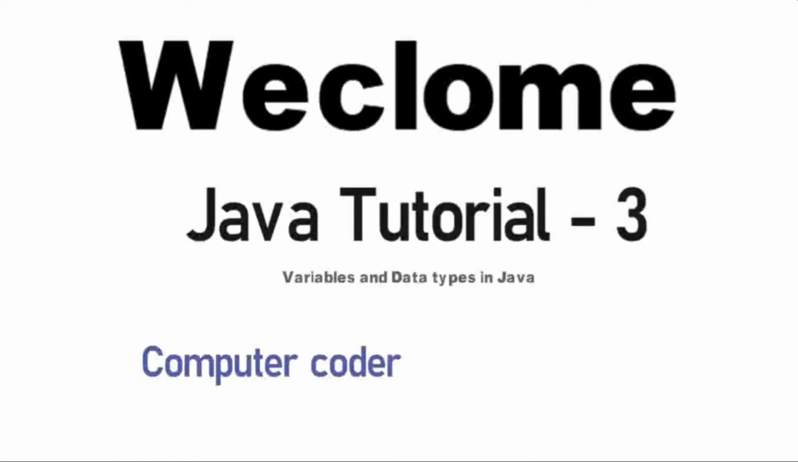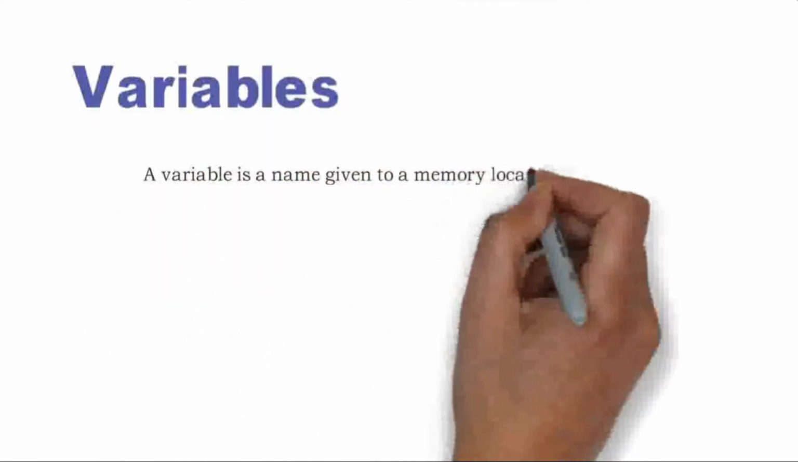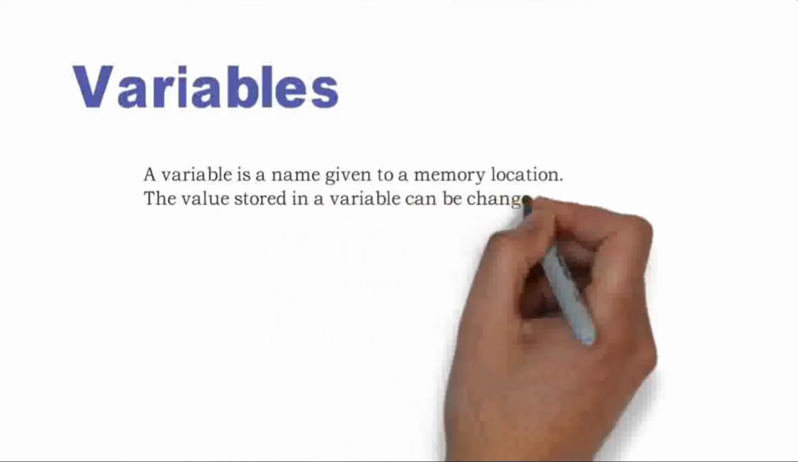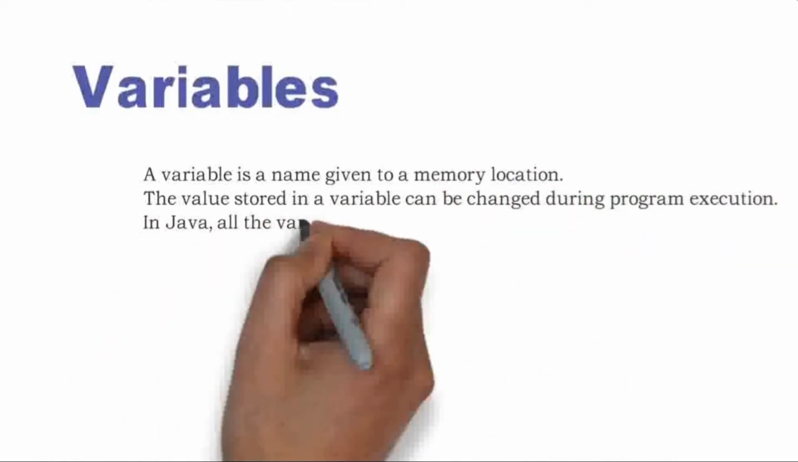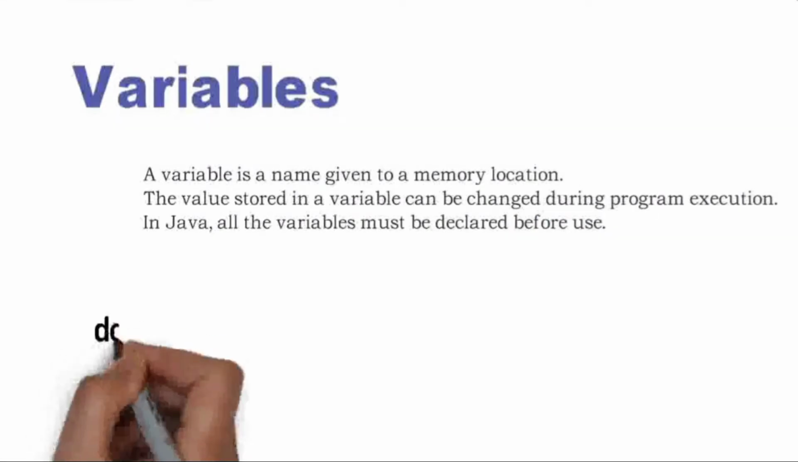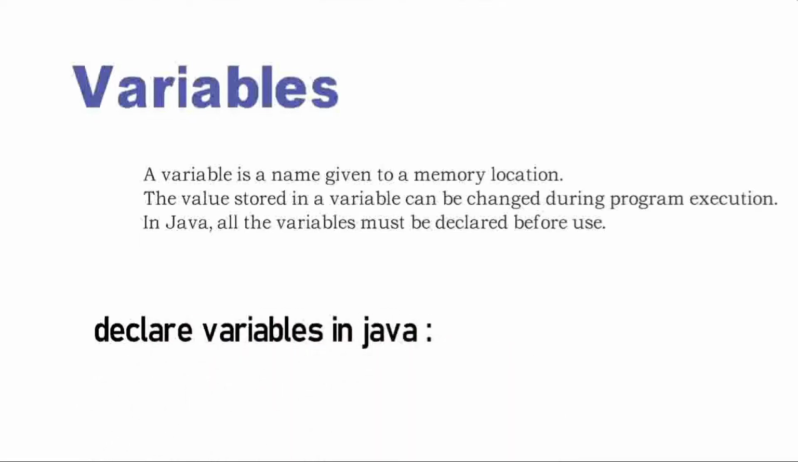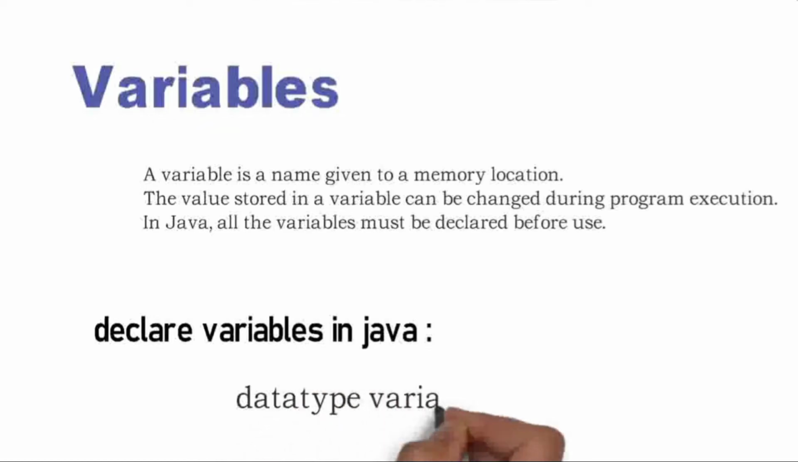This is Java tutorial. Today we're going to see about variables and data types in Java. Variables. A variable is a name given to a memory location. The value stored in a variable can be changed during program execution. In Java, all the variables must be declared before they are used. We can declare a variable in Java by defining the data type followed by the variable name and ending with a semicolon.